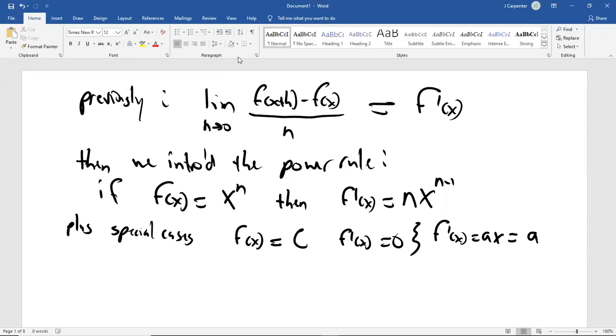Now, we also said that if you had sums and differences, you could just take the derivatives of sums and differences on their own. I'm going to start typing now because this is where we're getting into the new stuff. The derivative of a sum or difference is just the sum or difference of the derivative of each term.